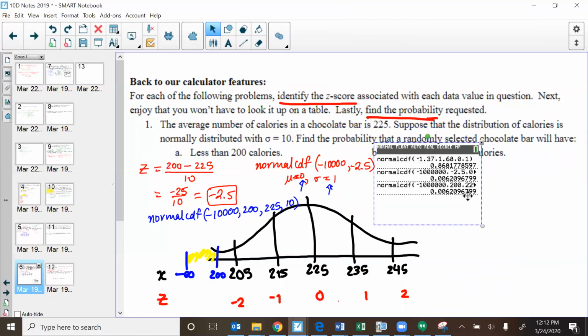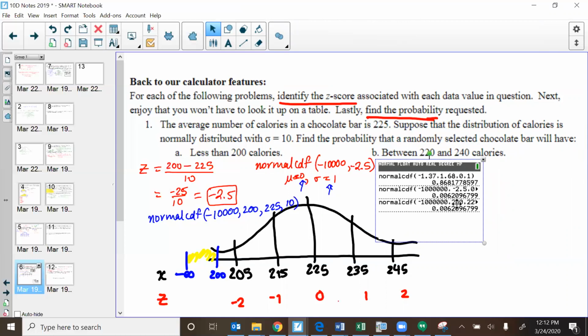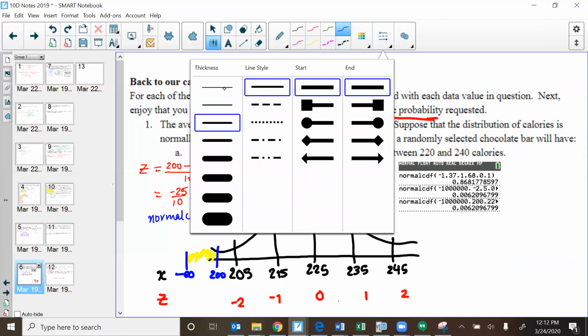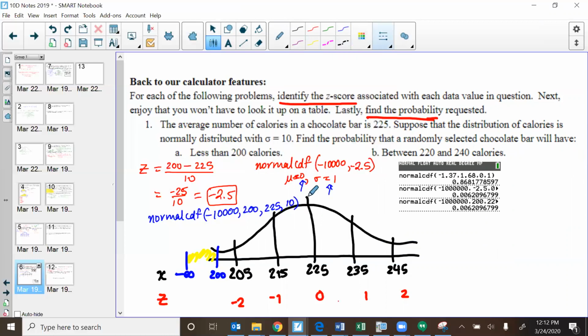So the answer for this one is 0.006. So the probability, no matter which way you do it, is 0.006, or 0.6%, which makes sense. It should be really small. If you recall, this spot here is like 2.5% to the left of 205, so this is much smaller even.